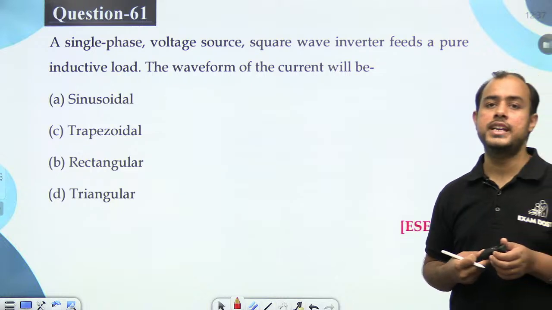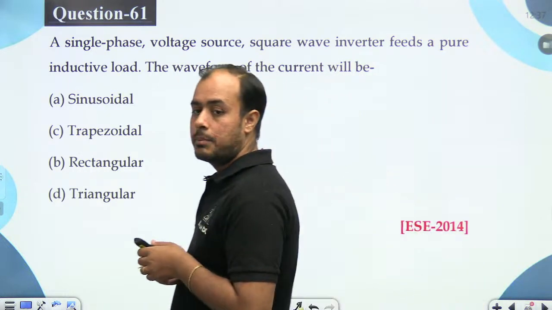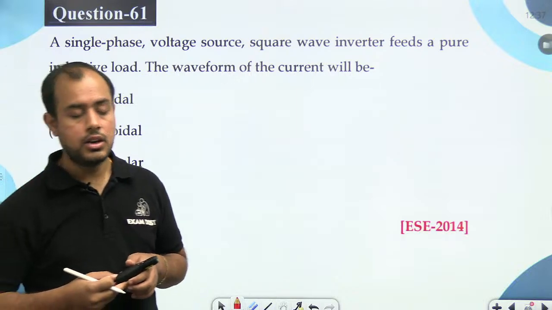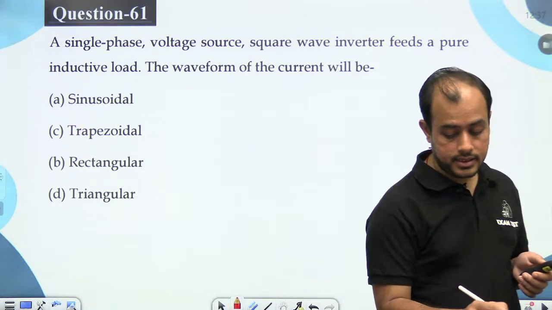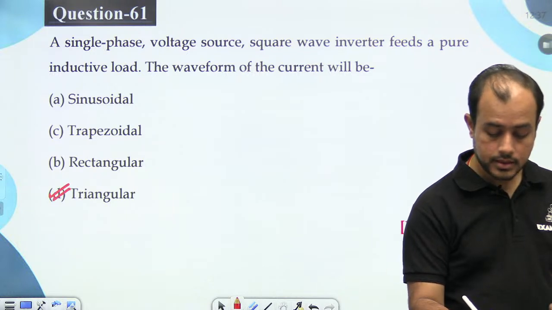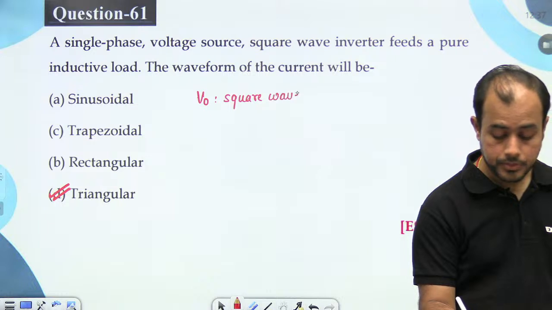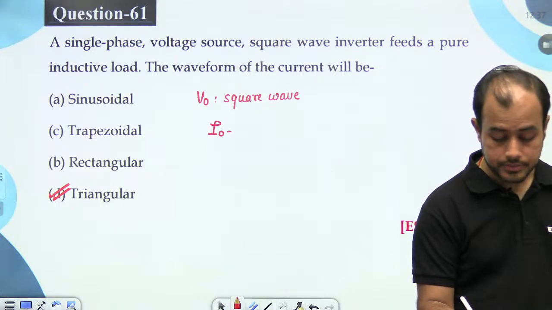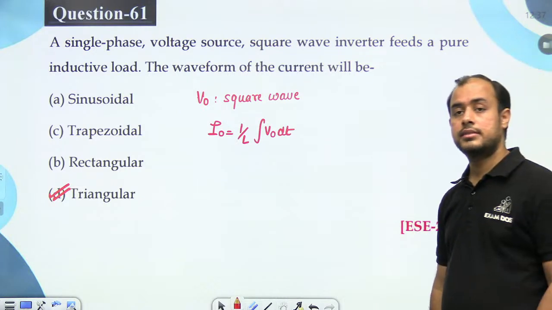A single phase VSI feeds a purely inductive load. What is the waveform of current for a purely inductive load? Very easy. Triangular. So V0 is a square wave. So I0 is 1 by L integral V0 dt. So it will be triangular. Correct?